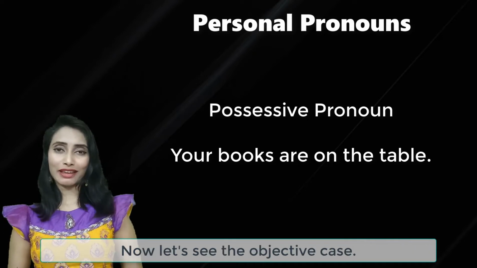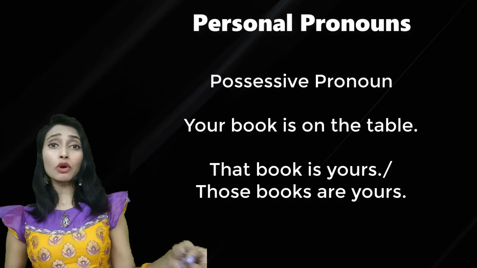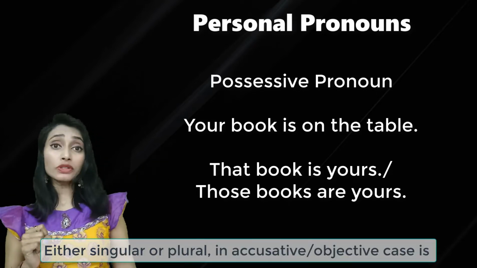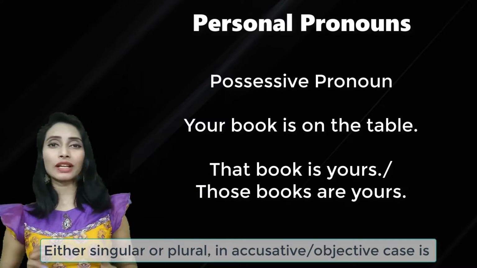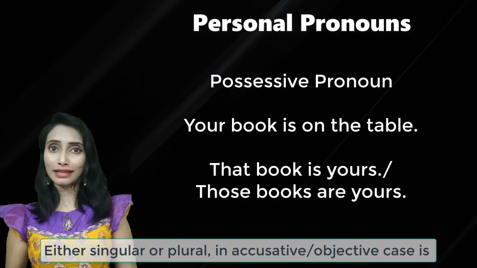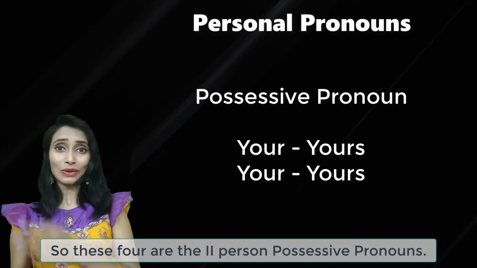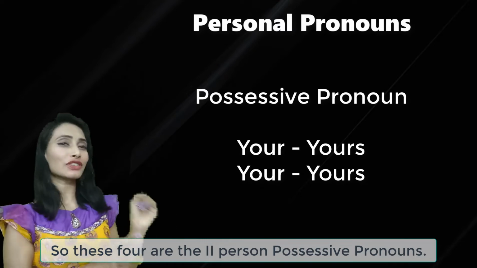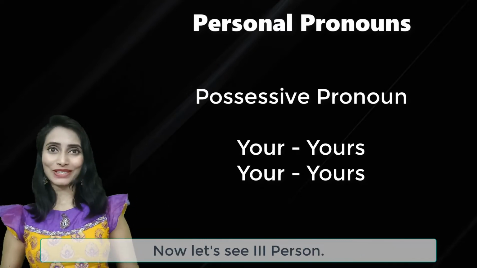Now let's see the objective case. Those books are yours. It is singular. Those books are yours. Plural. So plural, singular in accusative case or objective case is yours. So these four are the pronouns for second person: your, yours, yours. Now let's see third person.